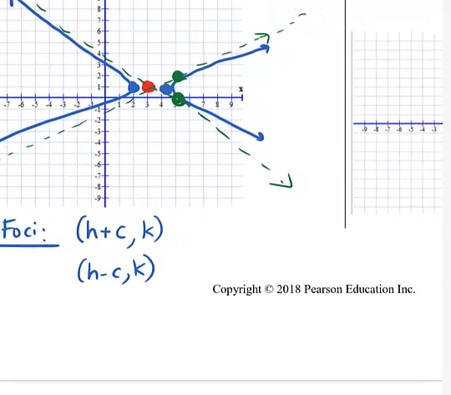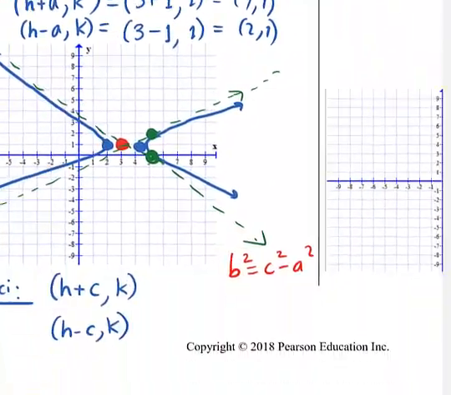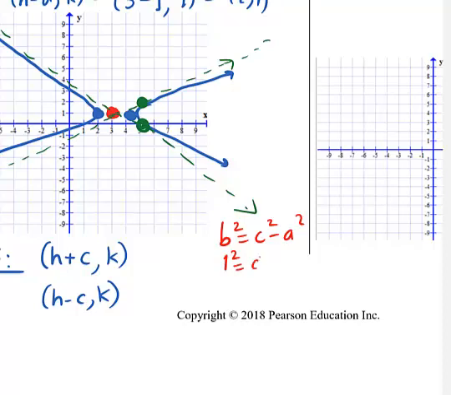But I have to figure out what the value of c is. Let's see, b squared is c squared minus a squared still. At this point, I already forgot what b and a were. b was 1, a was 2. So I get 1 squared equals c squared minus 2 squared. That's 1 equals c squared minus 4. c squared is 5. So in other words, c is the square root of 5.